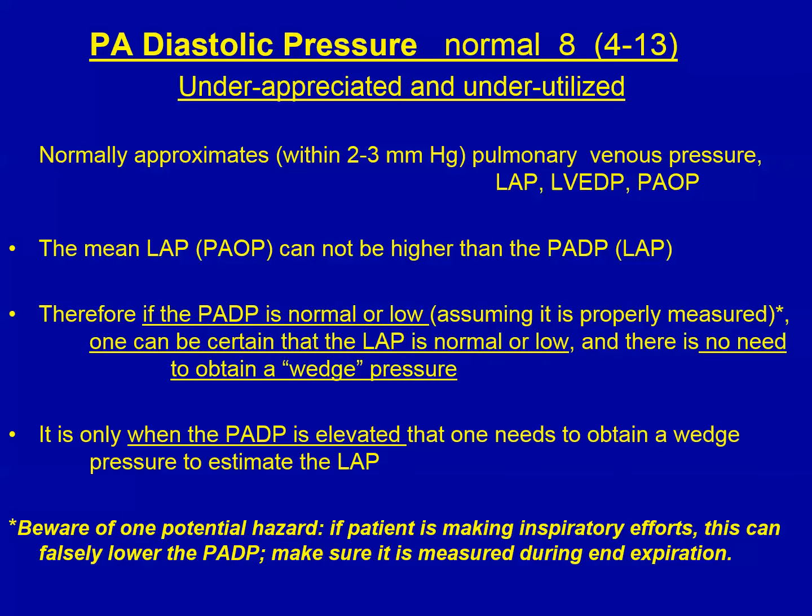The pulmonary artery diastolic pressure is an underappreciated, underutilized parameter. It is normally about 8, and the upper limit is about 13 to 15. The benefit is that it normally approximates the left atrial pressure. The left atrial pressure can never be higher than the pulmonary diastolic pressure, and therefore if the pulmonary diastolic pressure is normal or low, one can be certain that the left atrial pressure is normal or low, and therefore there's no reason to obtain a wedge pressure.